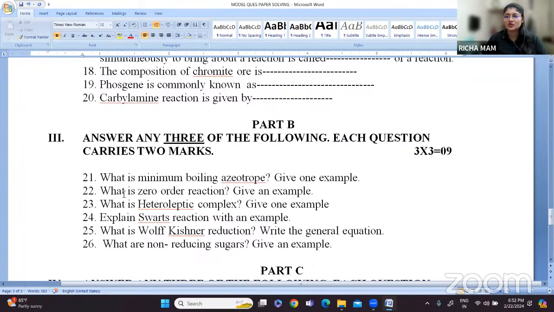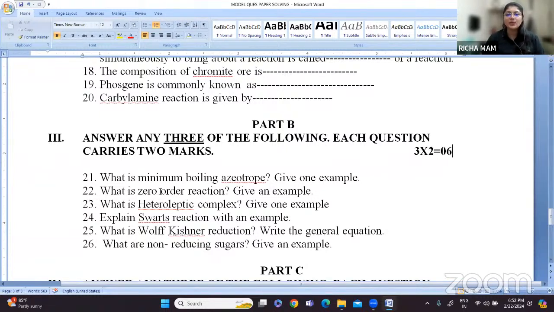So you will be given 6 questions. Out of these 6 questions, you have to write any 3. So 3 extra choices are given. 3 twos are 6 marks. So 3 questions, each question for 2 marks, you will get 6 marks here.